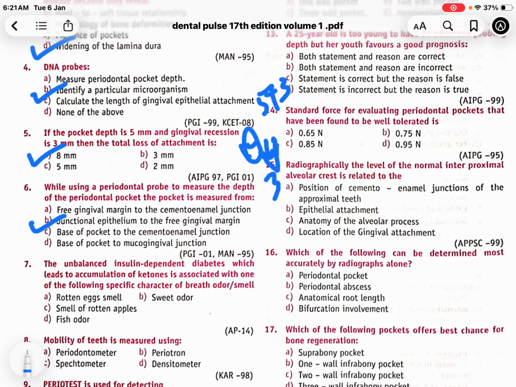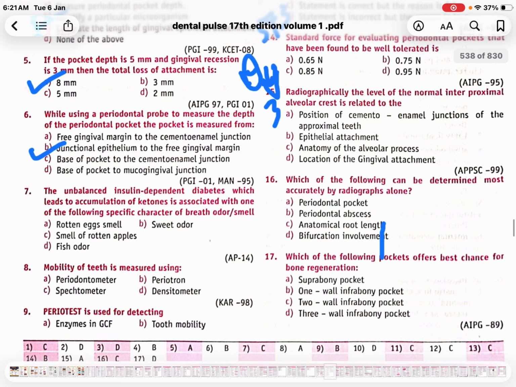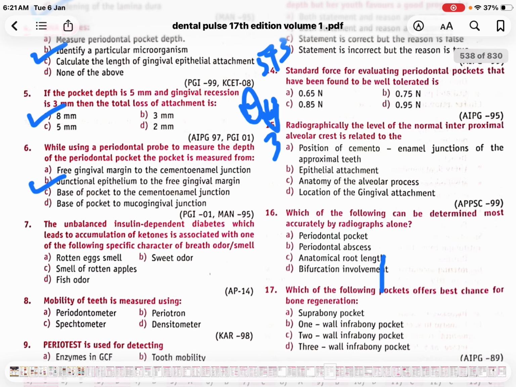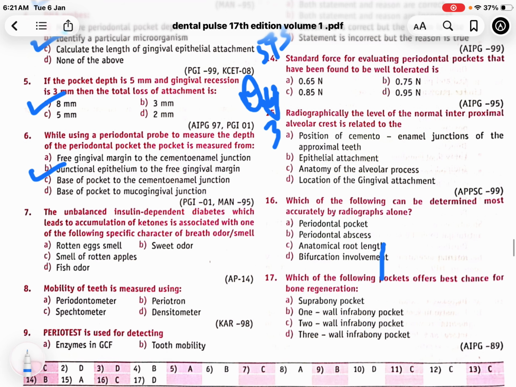Okay. We come to the 7th question, which says unbalanced insulin dependent diabetes, which leads to accumulation of ketones, is associated with which character of breath odor or smell. So it's C, smell of rotten apples. There are various diseases which define these smells. Like the smell of rotten apple will be seen in unbalanced insulin dependent diabetes. Sometimes the smell of sulfur can be of liver origin. Fish odor, kidney insufficiency.